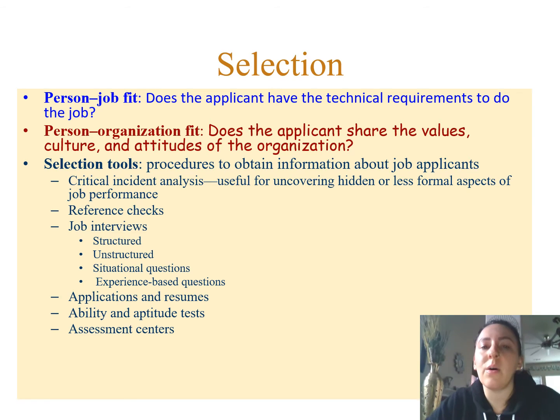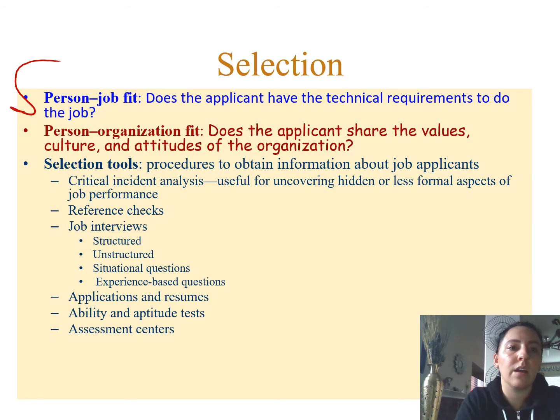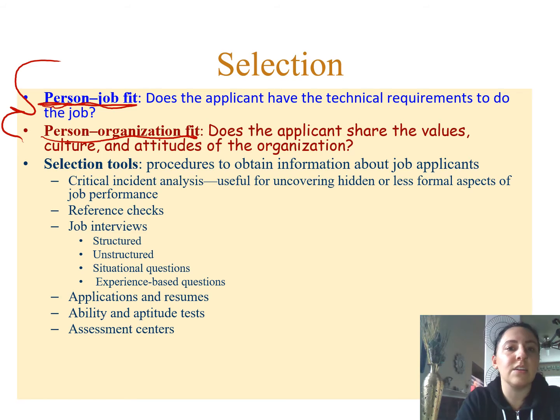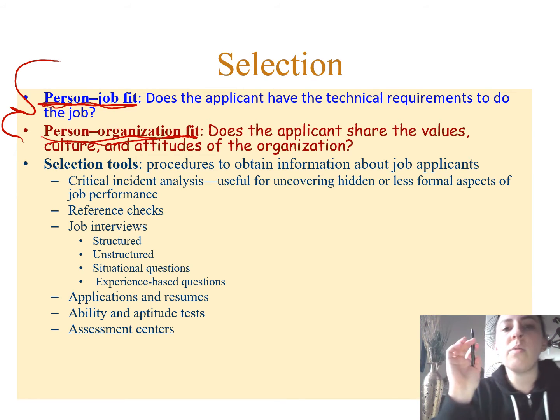All right, so now we are at the selection process. Okay, so in the selection process, two things that you should consider. So what is actually necessary when you try to figure out who you want to work for your organization? Is having a person job fit your priority, or a person organization fit, or is it going to be a combination of both? So what do we mean by this?